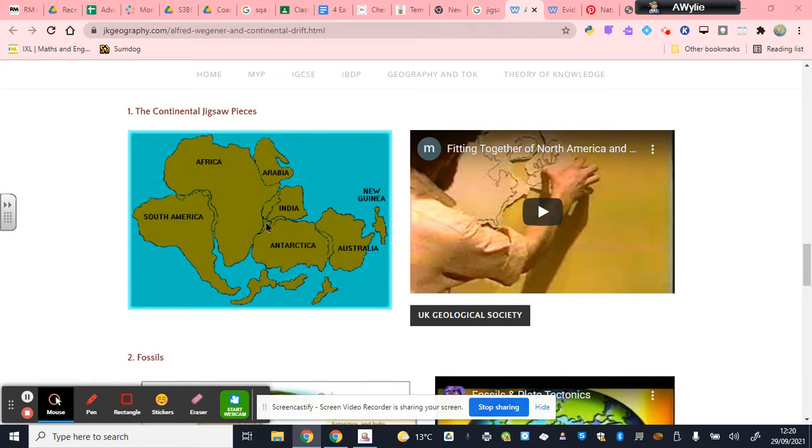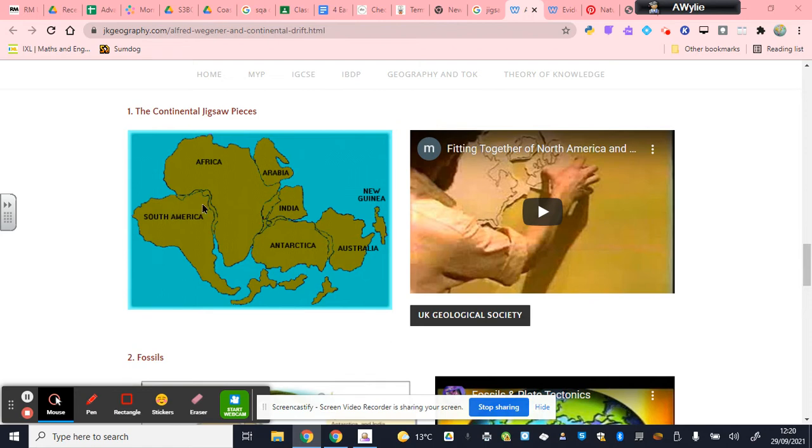Okay, so now what you want to do with that is write a full description and explanation about how the continents, being jigsaw pieces that can fit together, why that is evidence, and maybe use some of the examples of continents in your answer, but also explain why it's not perfect evidence.